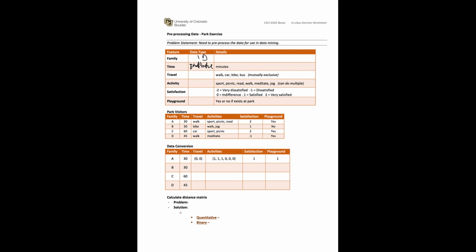For travel, the different types of values you could have are walk, car, bike, or bus. So this is how they got there. Thinking through the different data types that we talked about, this would be a nominal type. Now for activity, again, this is also sport, picnic, read, walk. Now they can do multiple ones when they come to the park. And there's no order to any of these, so this one is also considered to be nominal.